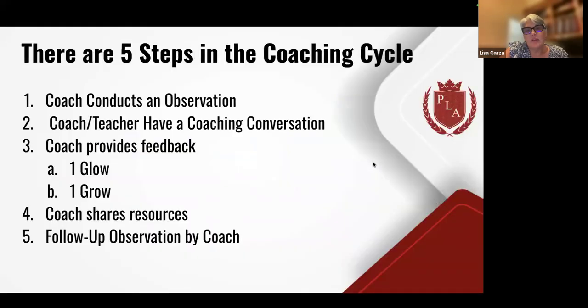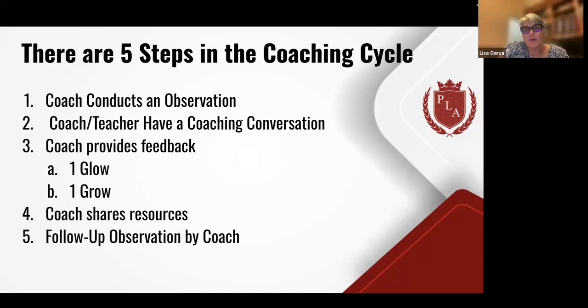So there are 5 steps in the coaching cycle. The first one is that the coach conducts an observation. We're going to talk about each one of these steps in a little bit more detail. Then the coach and teacher have a coaching conversation. This then allows for the coach to provide feedback, and the coach will provide one glow and one grow. The coach will also share resources that will benefit the teacher and help them to continue to grow in their teaching practice. And the last step is a follow-up observation by the coach.